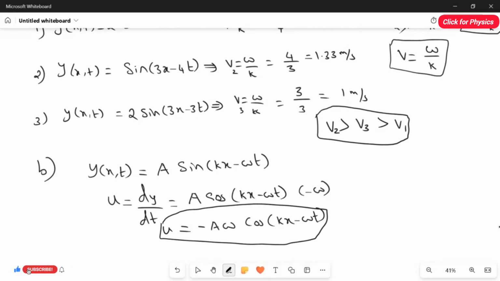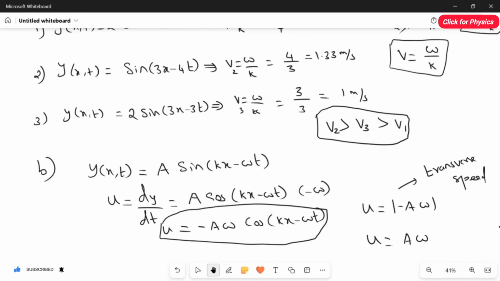So this is the main equation for the derivative of the wave equation. But for the transverse speed, we have to take the magnitude of the first part, which is minus a omega. If you take the magnitude, this gives the answer for the transverse speed, which is a multiplied by omega. So we have to apply this rule in these three given equations.